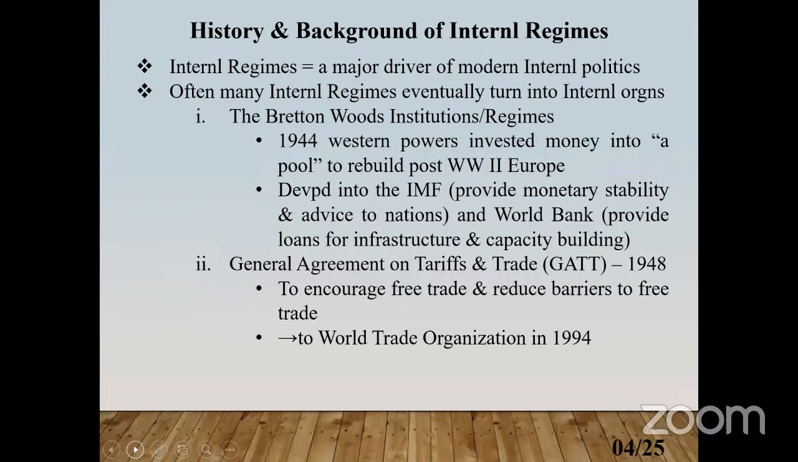I give another example here of what we call the General Agreement on Tariffs and Trade, which was founded in 1948 with the aim of encouraging free trade and reducing barriers to a free trade environment. Again, this one develops gradually, and by 1994, it develops into what we currently call the World Trade Organization. So you see, what sometimes we call international organizations is what actually materially grows from really an immaterial entity that we are calling international regimes.